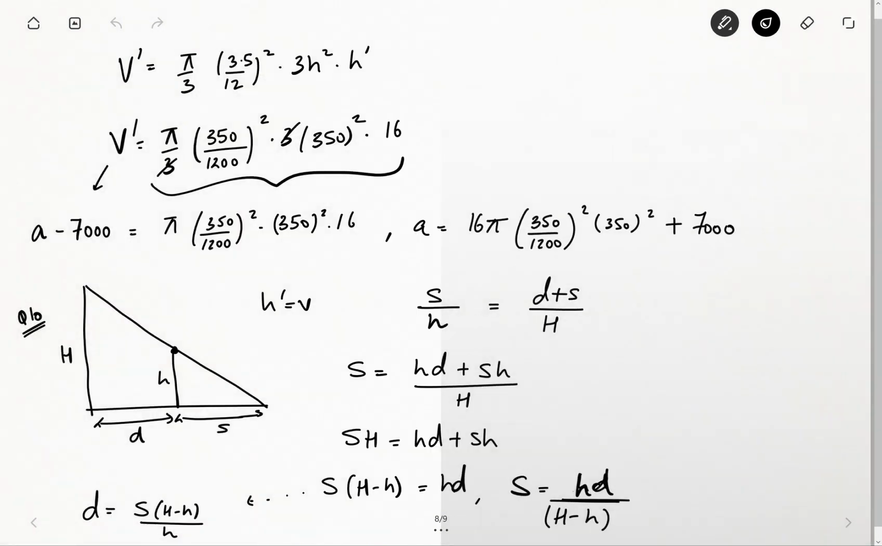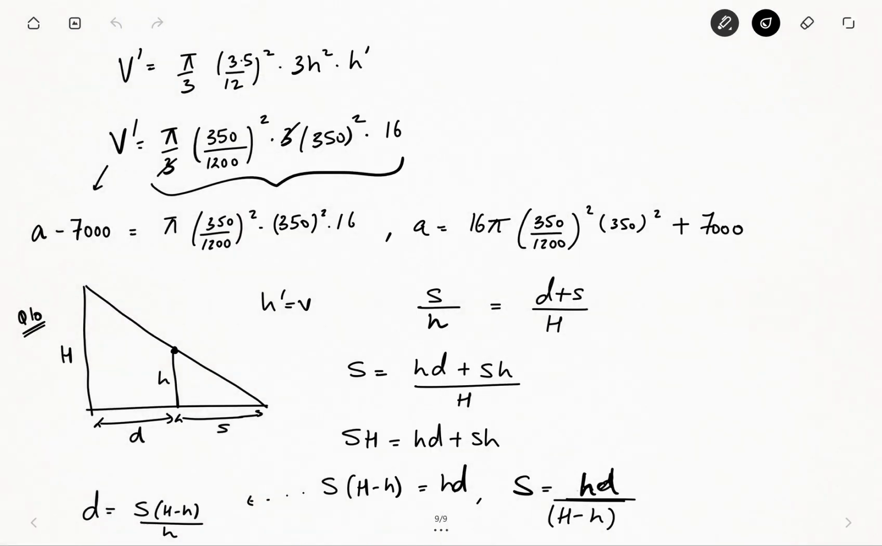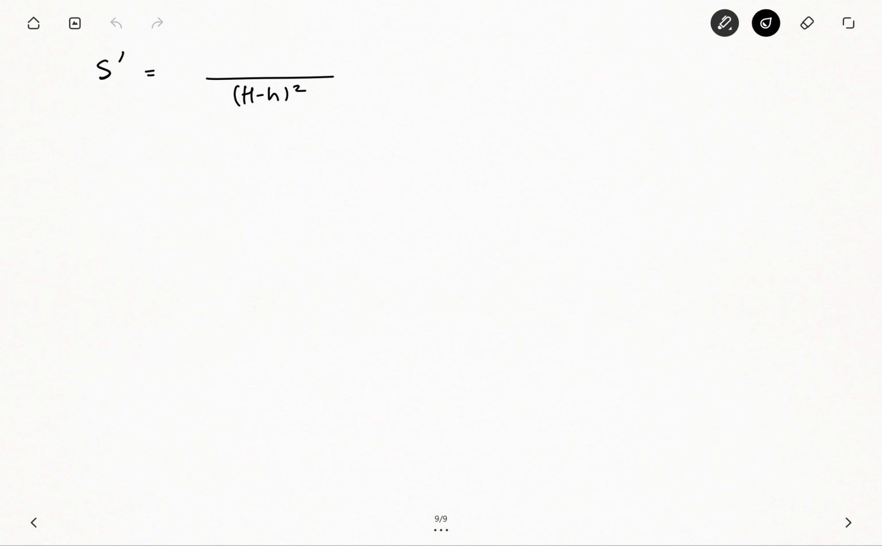So S prime here will just be capital H minus h whole squared. Let me check if that was correct or not. Yeah, whole squared. Times, I'm going to keep capital H minus h here. The derivative of dh is going to be d times h prime. Minus, you're going to keep the dh as it is, and the derivative of the other expression is going to be minus h prime. So we'll replace the h primes by V as the problem asks us to do.